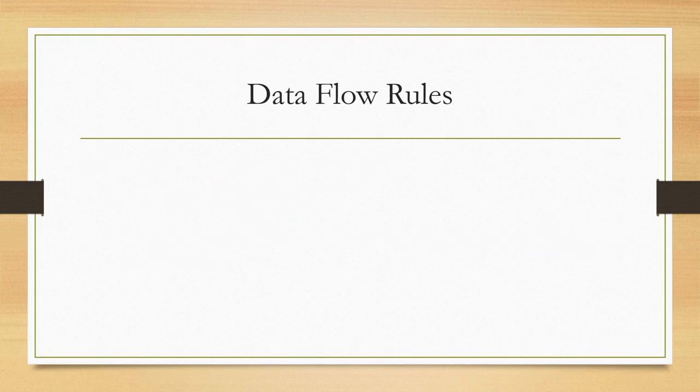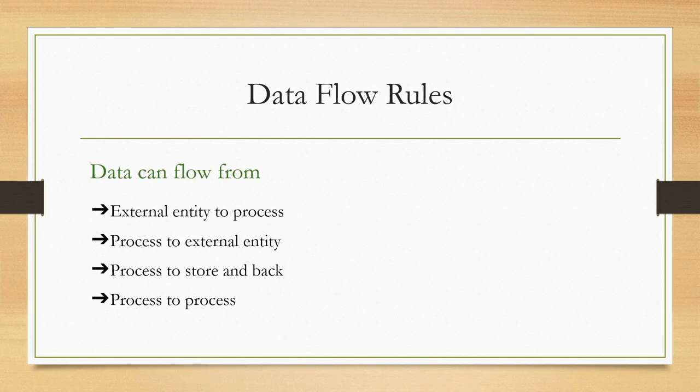So, when we are trying to create a data flow diagram, there are some rules that we should follow. We should remember where data can flow and where data cannot flow. Data can always flow from external entity to process, from process to external entity, from process to data store and back, and between the processes, from one process to another process. So, these are valid directions for data flow in any DFD, from external entity to process and vice versa, from process to external entity, similarly from process to data store and from data store to process, and also between two processes.